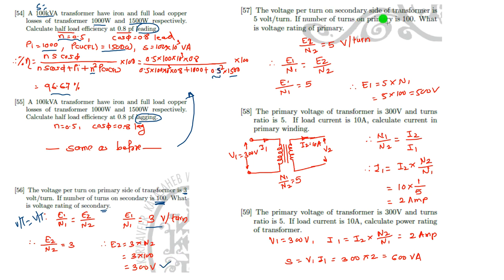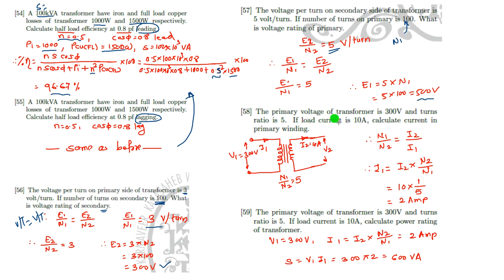Volt per turn on the secondary side, E2 upon N2, is given as 5 volt per turn. If the number of turns on the primary, N1, is given as 100, what is the voltage rating of the primary? So E1 upon N1 is equal to E2 upon N2. E2 upon N2 is equal to 5 and N1 is given, so E1 is equal to 5 into N1, that is 5 into 100. So it gives you 500 volt.